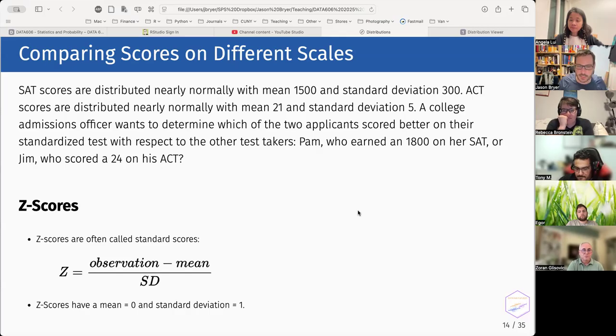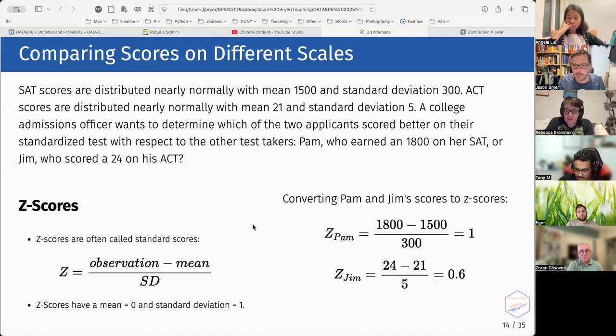It turns out we can convert things, right? We can take any distribution and convert it to a standard normal distribution. When we do that, we call it a z-score. Essentially, we're doing a linear transformation to take a distribution with a mean and standard deviation and make it have a mean of 0 and a standard deviation of 1. All we do is take the observation minus the mean, over the standard deviation. The result of that is a normal distribution.